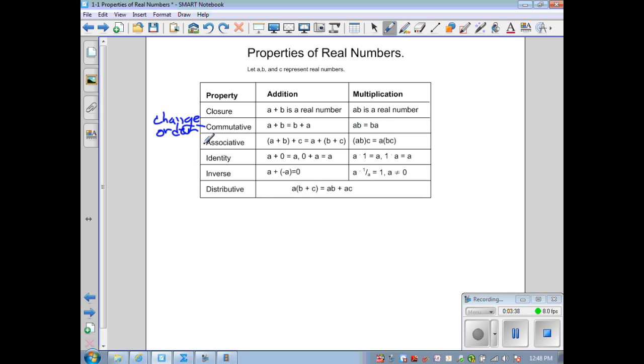The associative property never changes order. This regroups. But on the associative property, we must know that the order remains.